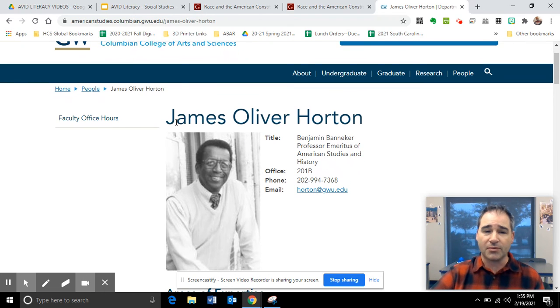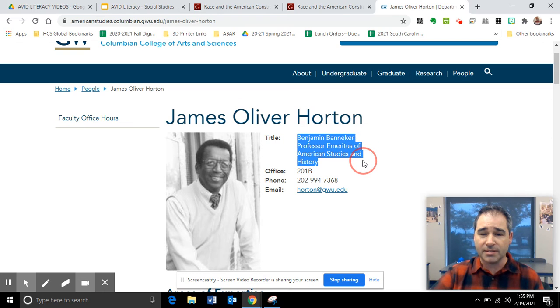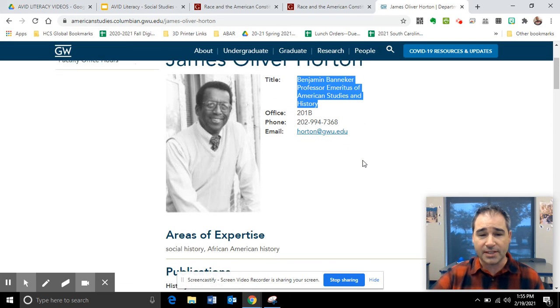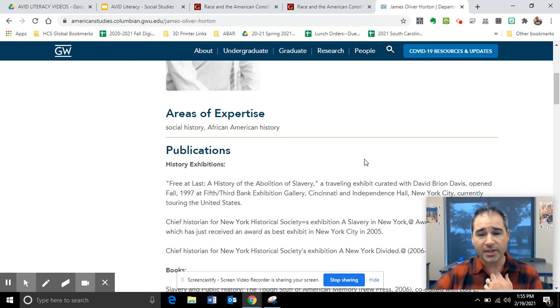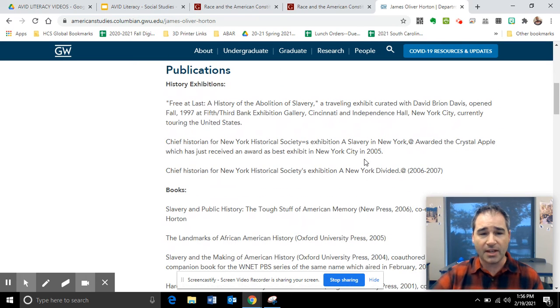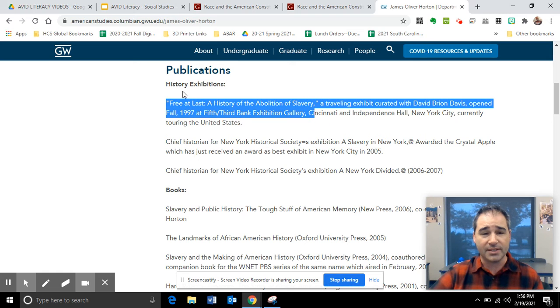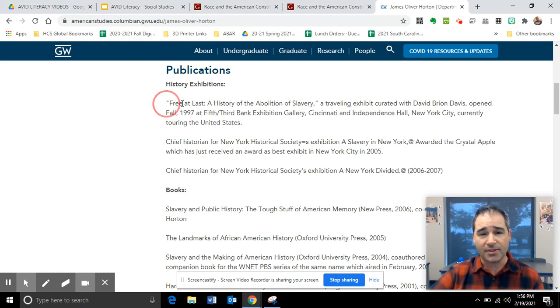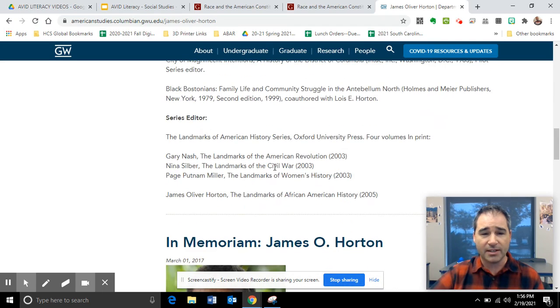And James Oliver Horton worked for the Columbia College. So he must be a historian. He occupied the Benjamin Banneker seat of American Studies in History. So he's an American historian at an elite college. So that's interesting. That gives him a little bit of validity there. We can see what else he's done. Here's some of his publications. He wrote some books. Books down here. He's had a few exhibits that he's curated, so that's pretty impressive.